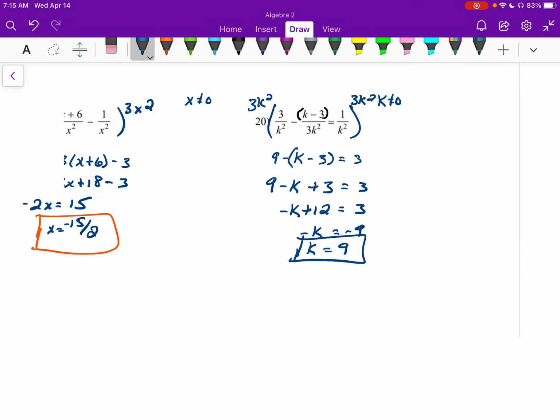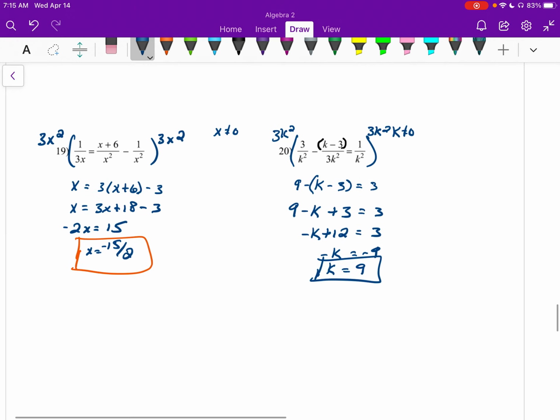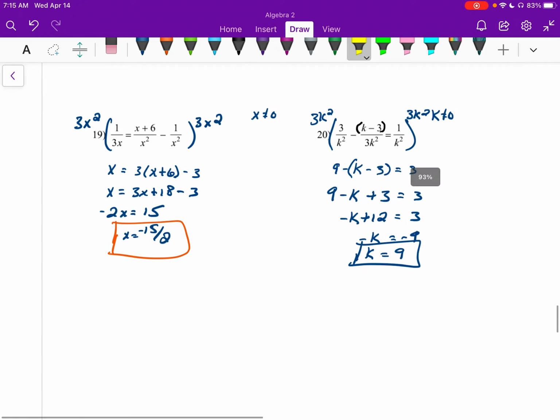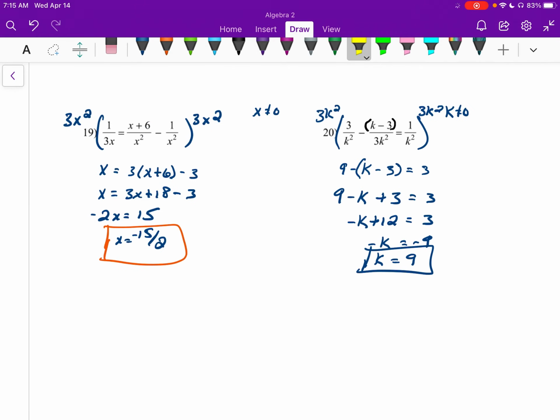So there we are. None of these had an issue with the extraneous solution. And I don't think there's going to be any like that on the homework either. But it is something that's good to check.